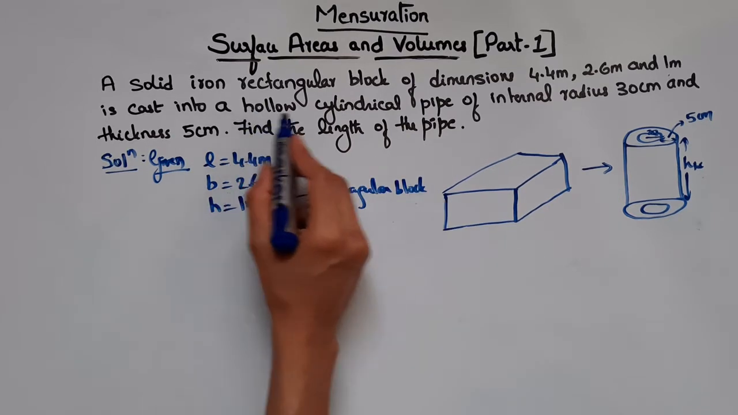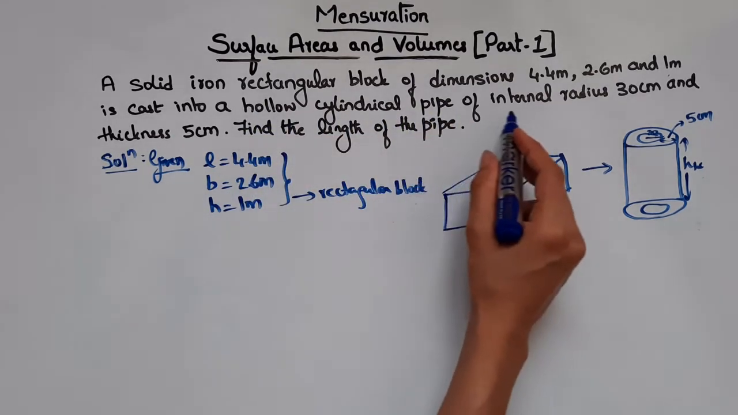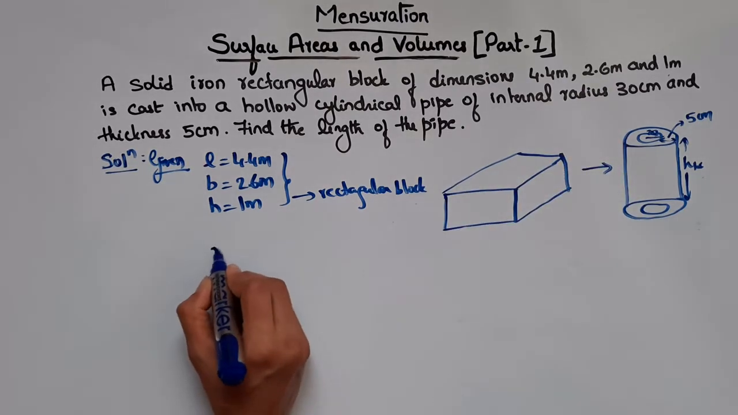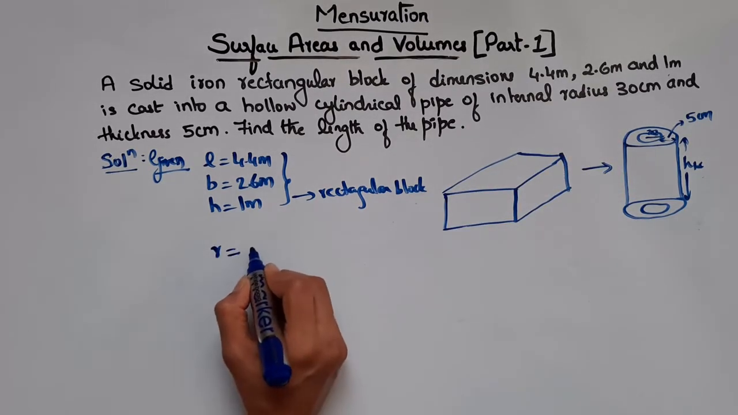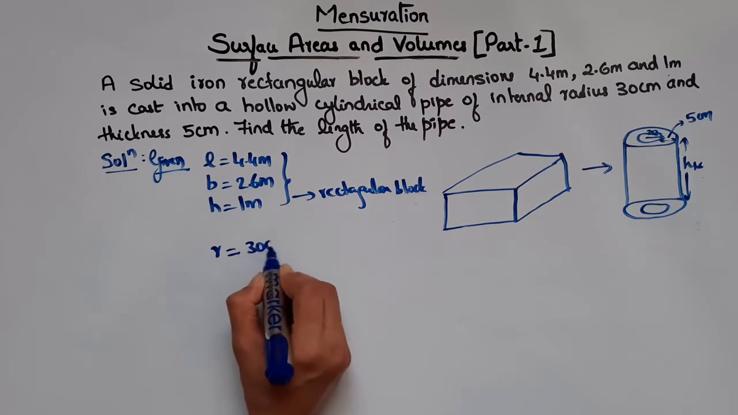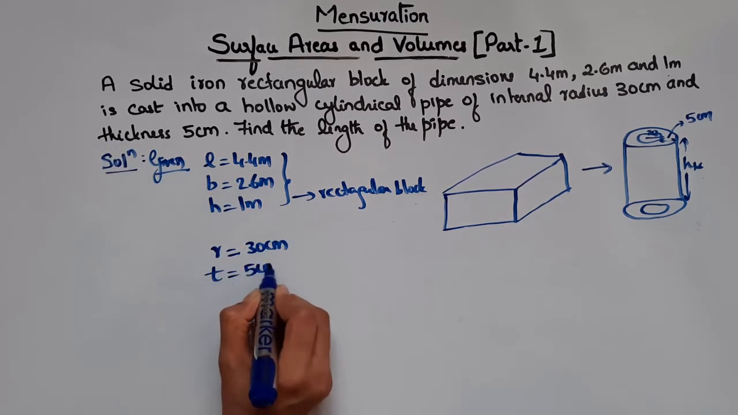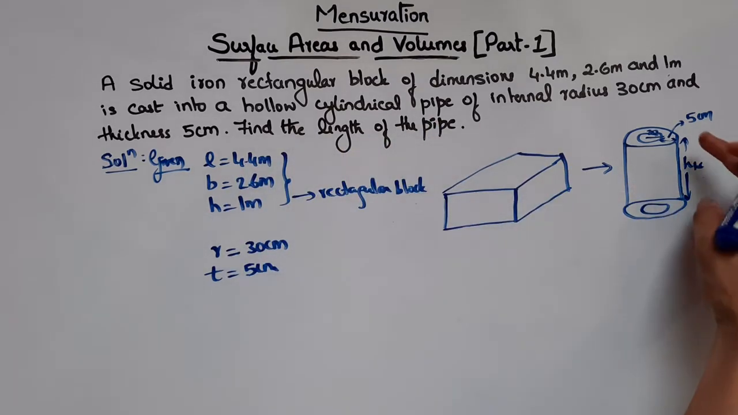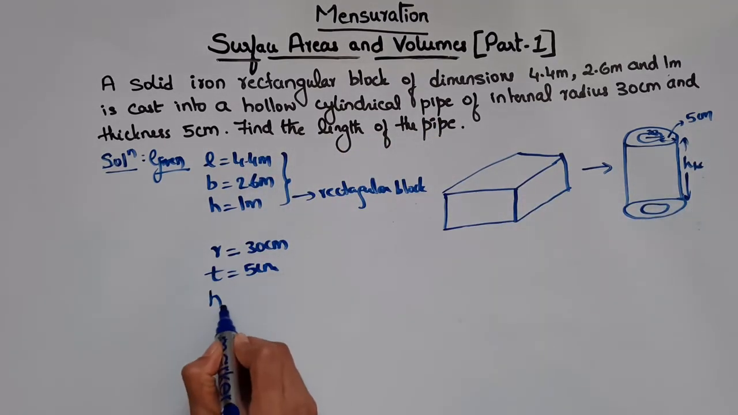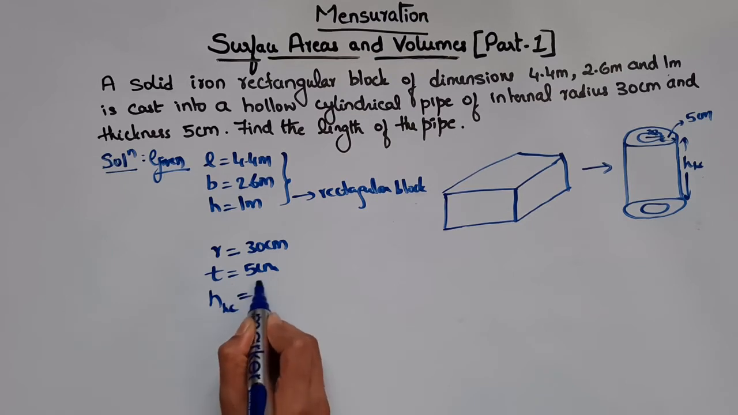And next we have a hollow cylindrical pipe. The hollow cylindrical pipe's internal radius is 30 centimeter. Let's take small r as the internal radius of this hollow cylindrical pipe, which is 30 centimeter, and the thickness is 5 centimeter. Here our aim is to find the length of the pipe, which means this height, H of the hollow cylinder, HC.